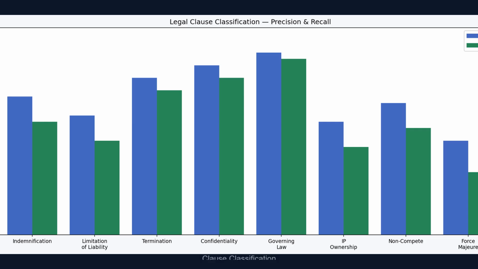Governing law and termination show high scores on both axes, which means the model has seen enough examples of those clause types to recognize them reliably. Force majeure showing lower scores is a common pattern. It's rarer in training data and uses more varied language. If you see a clause type underperforming, the fix is targeted. Add more annotated examples of that specific clause type to your training set, not a full retraining run.